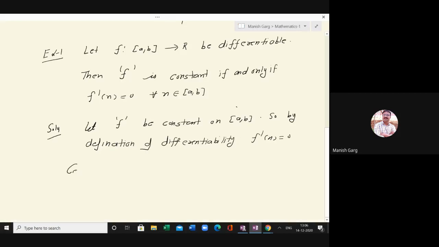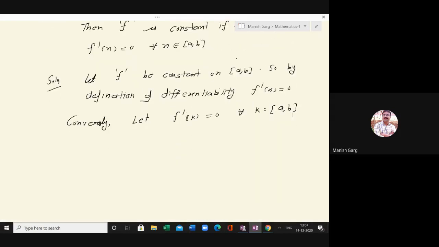Now conversely, let f dash x is equal to 0 for all x in AB. You can take any other point, so I will write f dash k is equal to 0 for all k in AB. This is given. Now you need to prove f is constant. So how can you prove? Let you have any point x which lies between a and b.